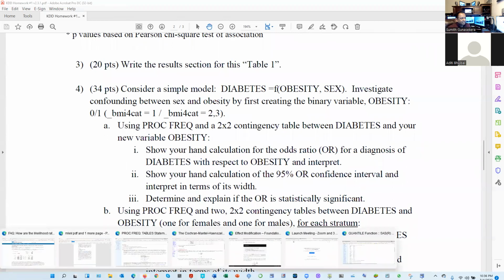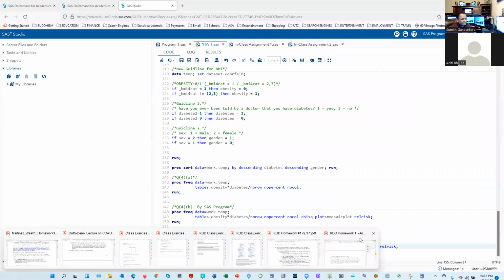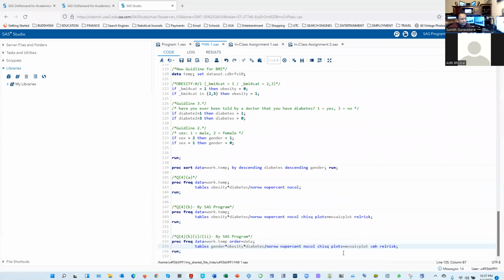And then you have a program, whatever programs you really need to do that. And let's look at that in-class assignment a little bit, with those two. That's the in-class assignment.